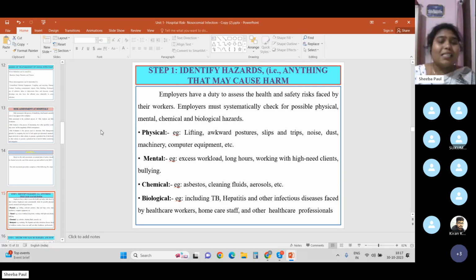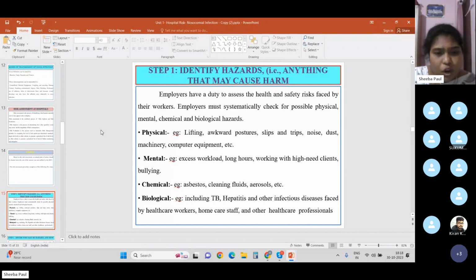So physical hazard is shifting of the patient, lifting of the patient, changing of position, slips, fall, noise, machinery, dust, computer equipment, etc. Whereas the mental hazards are excess workload, long hours, working with high need clients, bullying. When I'm talking about physical, mental, chemical, biological hazards, it is for both staff and patient. For staff, it will make them land up into one or the other problem that they have to be answerable to the management, whereas the patient will also land up into the problem wherein again the type of treatment being provided varies. Okay.